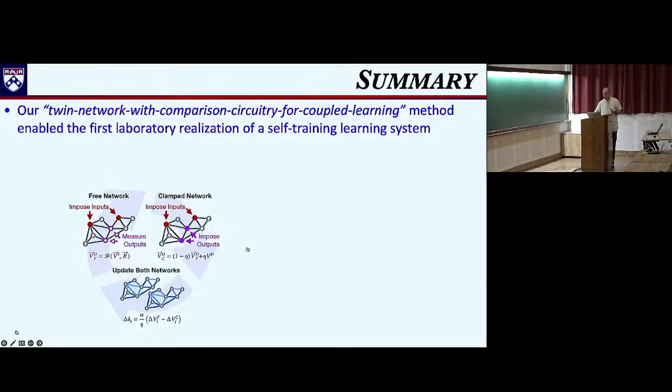All right, so let me bring it all home and summarize. So this twin network system that Sam built, based on the coupled learning rule of Nachi and Andrea, is actually, I believe, the first laboratory realization of an autonomously learning, self-learning system, a system that can learn by itself. It's the very first example of bottom-up learning and functionality that's been artificially made.